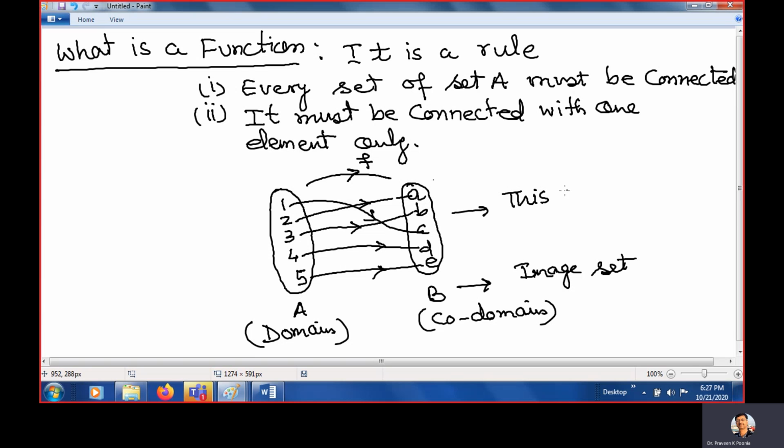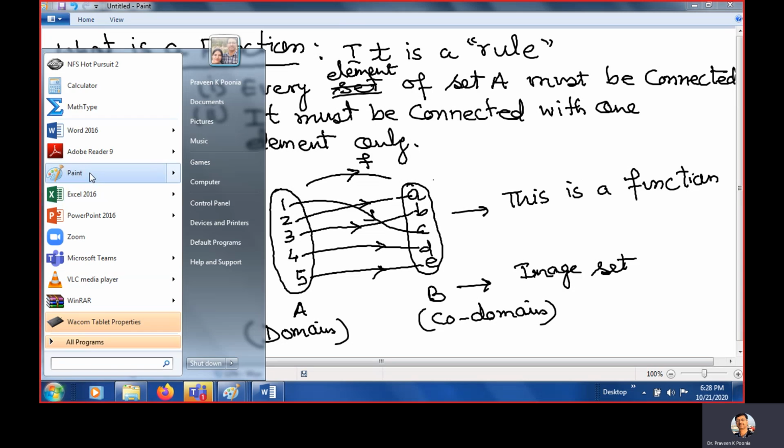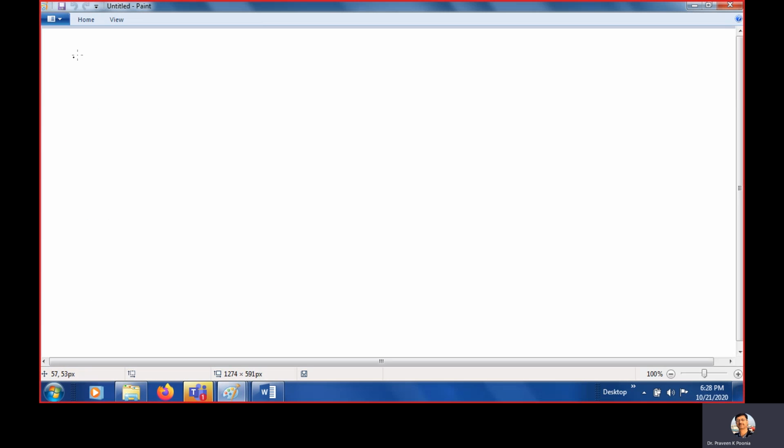Why? Because this satisfies both the properties of a function, both the conditions. What was the condition? I explained to you, it is a rule. And what rule? Property number one is that every element of set A must be connected, and property number two is that it must be connected with one element only. These are the two conditions. Clear? We will take more examples to clear this concept.